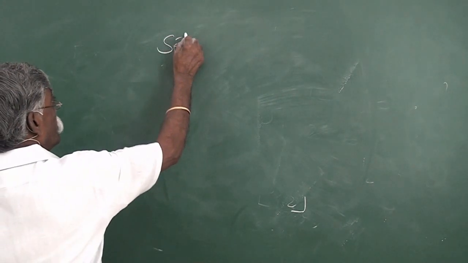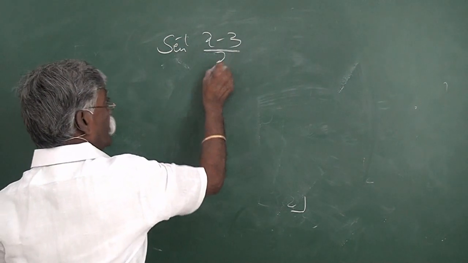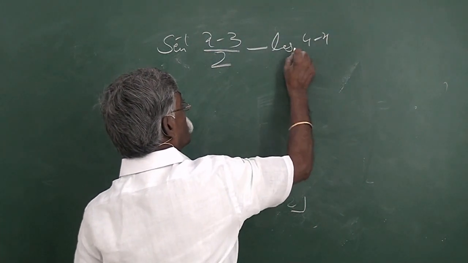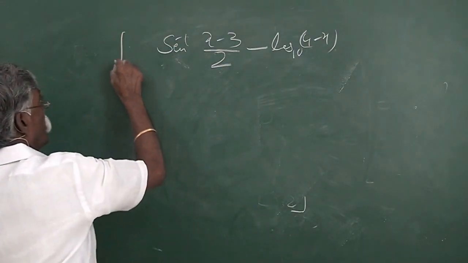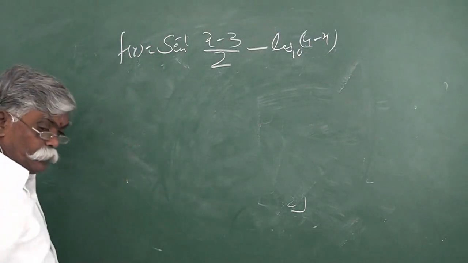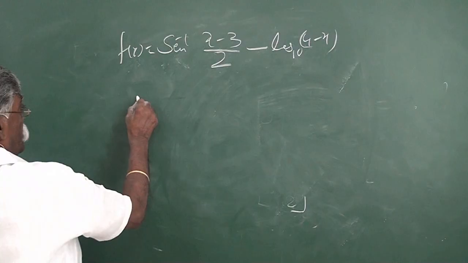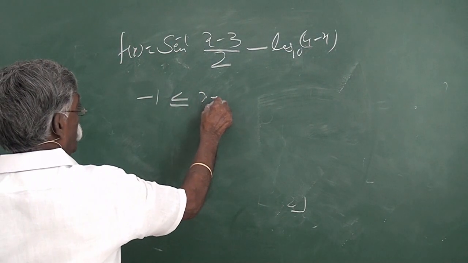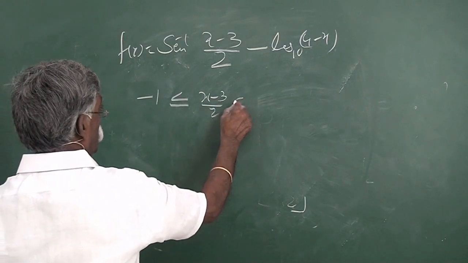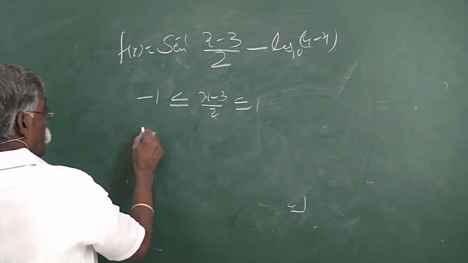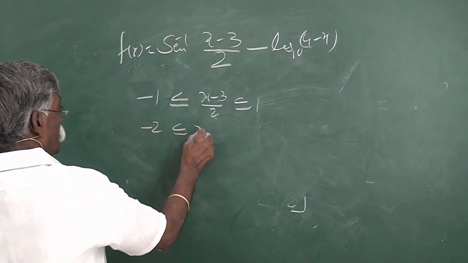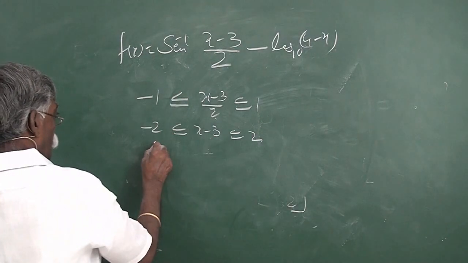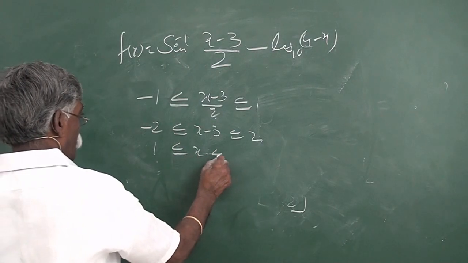Sine inverse x minus 3 by 2 minus log of 4 minus x to the base 10. This is f of x. Now for sine inverse of x minus 3 by 2, minus 1 is less than or equal to x minus 3 by 2 is less than or equal to 1. That means minus 2 is less than or equal to x minus 3 less than or equal to 2. If we add 3, 1 less than or equal to x less than or equal to 5.